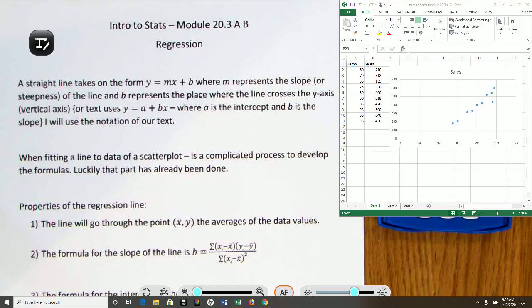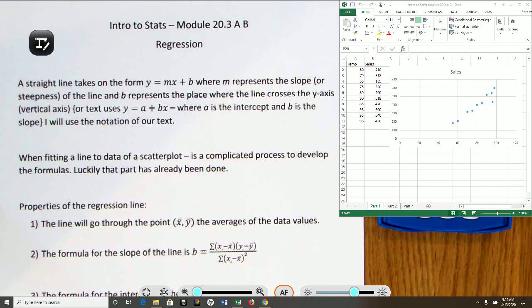Hi everyone, we are in our very last section, our very last piece that we'll be covering for this semester, and this is module 20.3. I am going to do parts A and B together. They just kind of fit together, and what we're going to do is take that straight line relationship we've seen before, and we're going to use it.